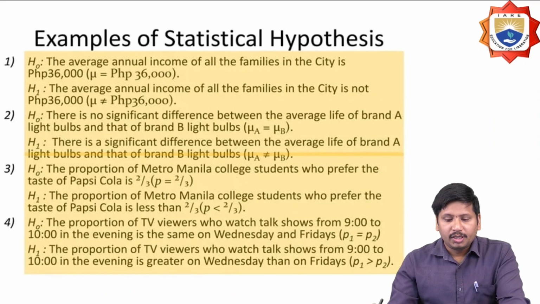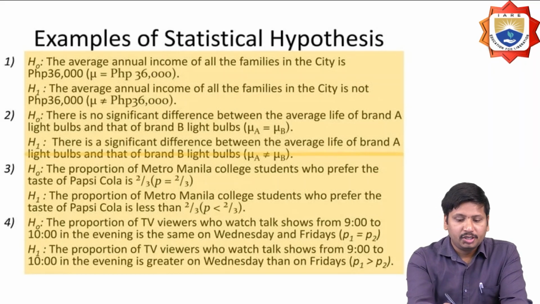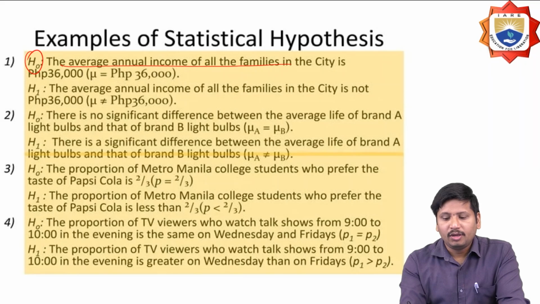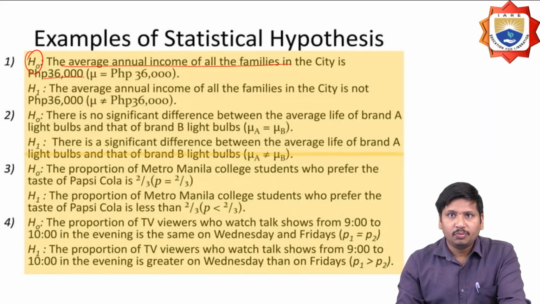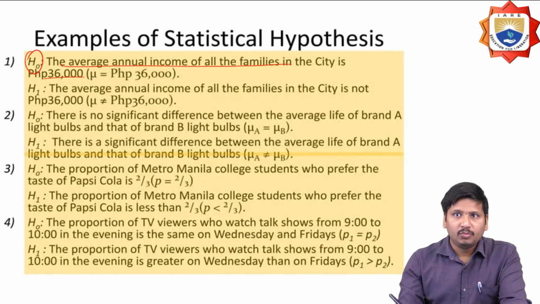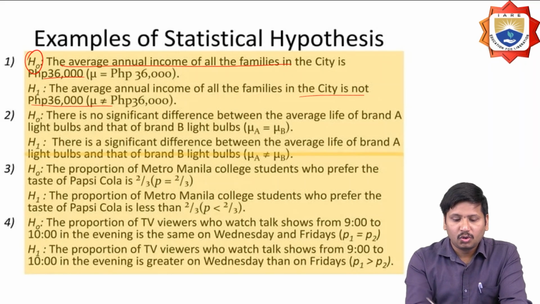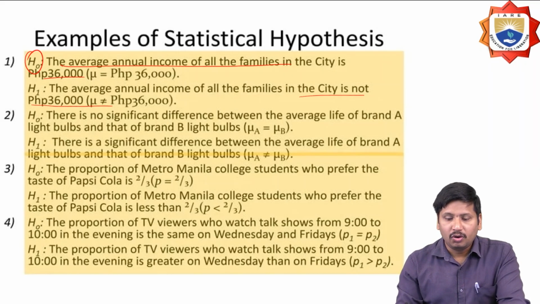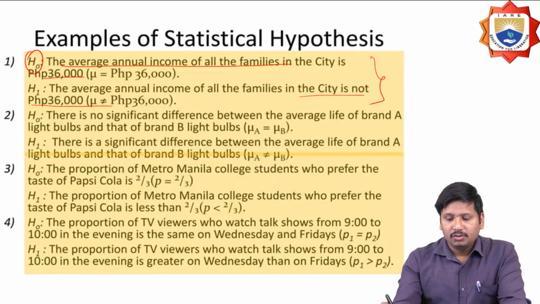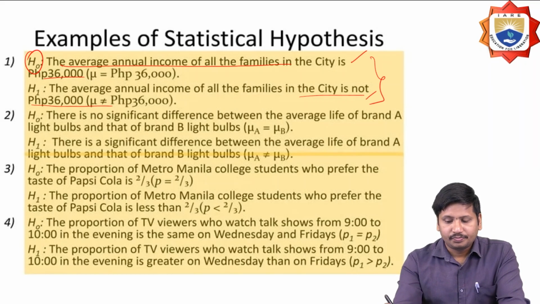Suppose I take an example like this. Suppose H naught: the average annual income of all families in the city is 36,000. Suppose this is the H naught I define, then H1 should be: the average annual income of all families in the city is not 36,000, which is the alternative hypothesis. Okay, so one is true and another is false. Like this I can make a null hypothesis and an alternative.